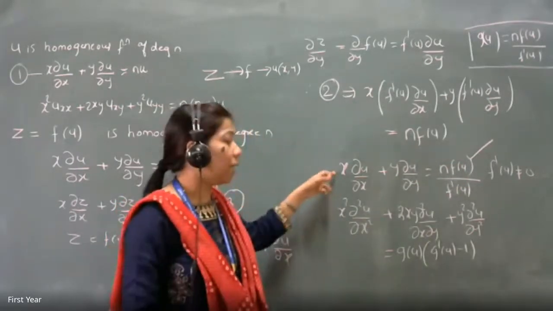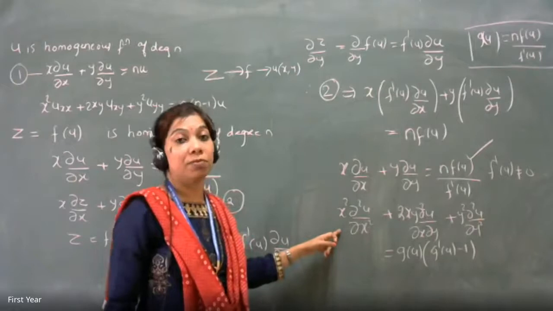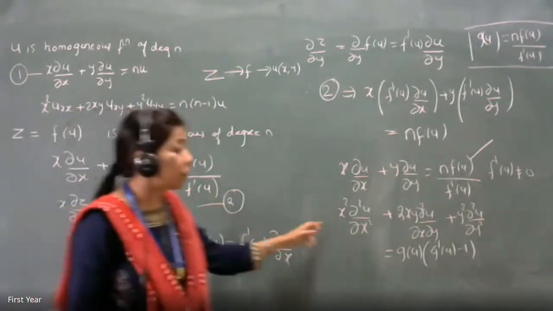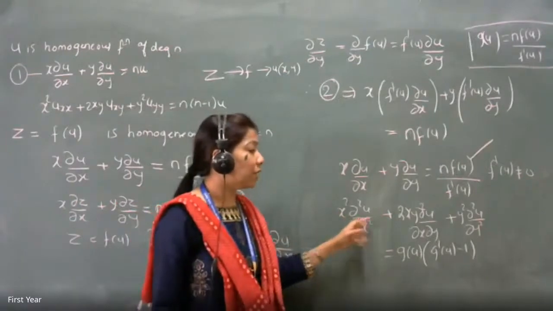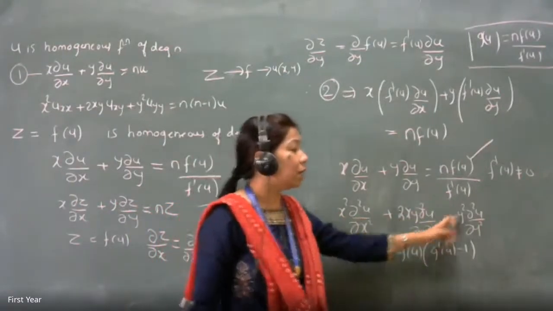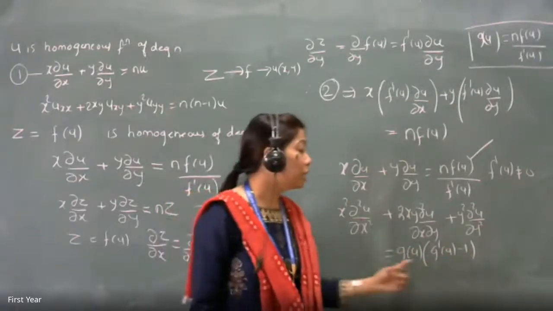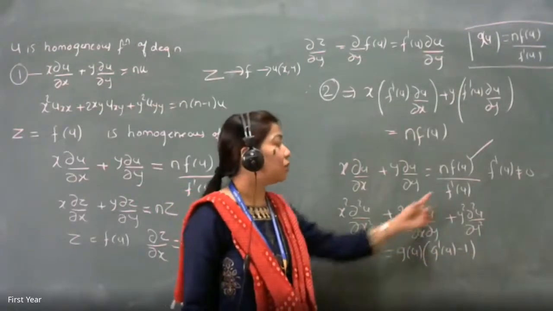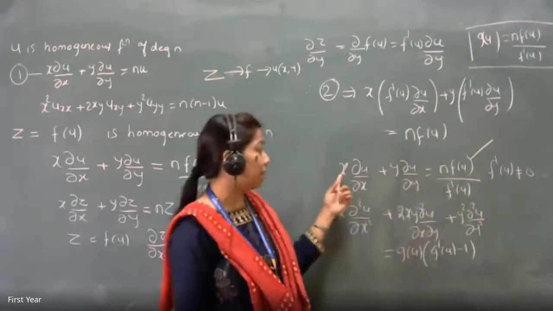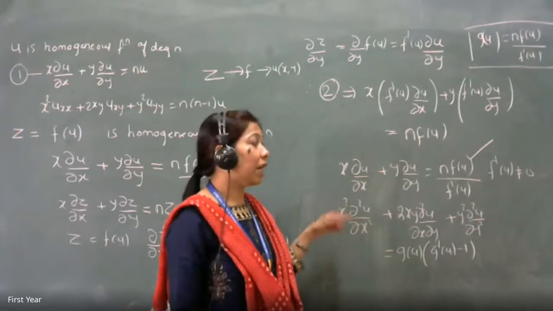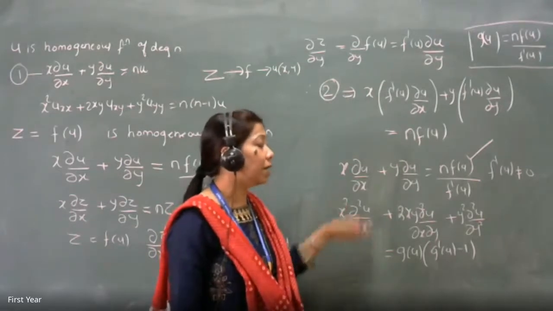Differentiating this one more time, you will get the second order Euler theorem for z is equal to f of u to be homogeneous, which will turn out to be x square uxx plus 2xy uxy plus y square uyy will be g of u into g dash of u minus 1. What is this g of u? It is the expression obtained from the first order, because I will be differentiating this to get the second order derivative. Multiply with x, multiply with y, and then add it up and you get the answer.